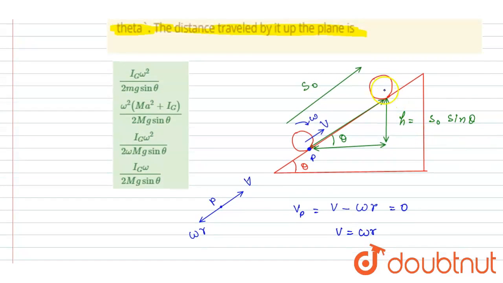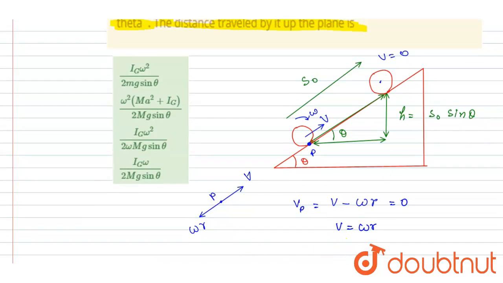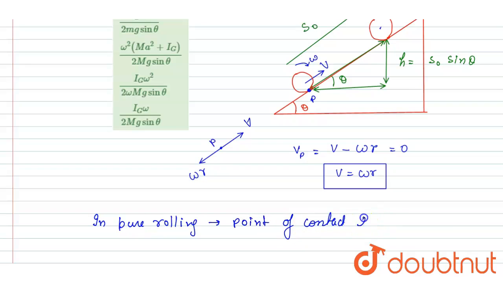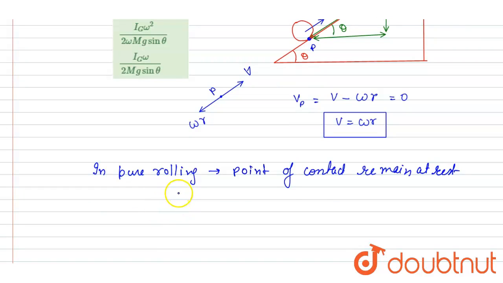Now after traveling h distance, let's say it stops and its velocity becomes 0, and its omega will also become 0 because at any instant v is equal to omega r, since it is performing pure rolling. And in case of pure rolling, the point of contact P remains at rest. So if the point of contact remains at rest, then work done by friction will be 0 because the point of contact at which the friction force is acting is not moving.